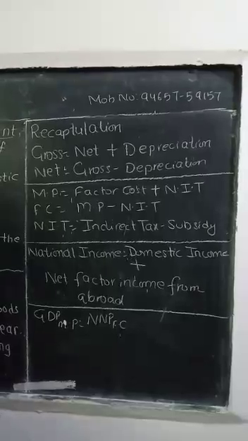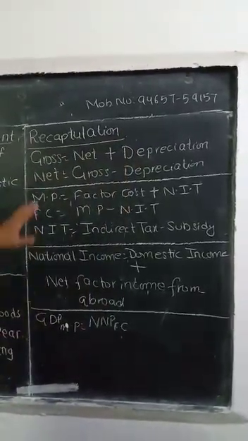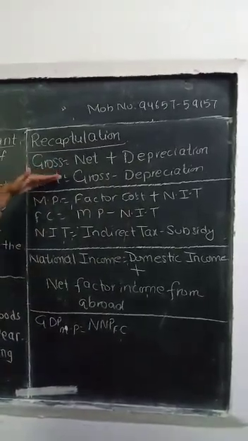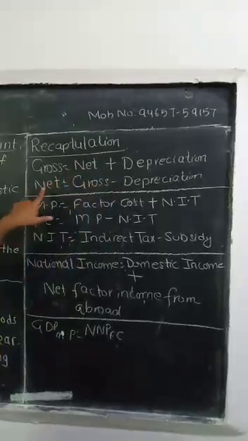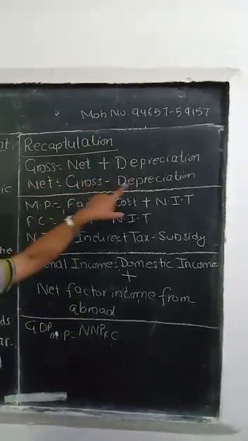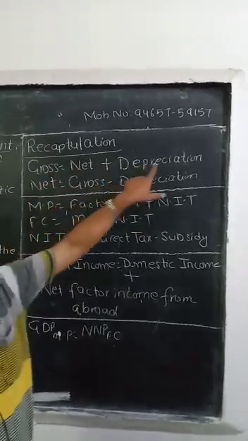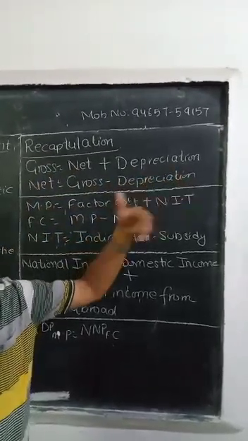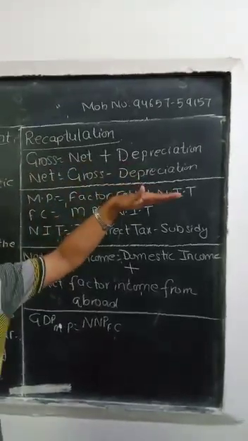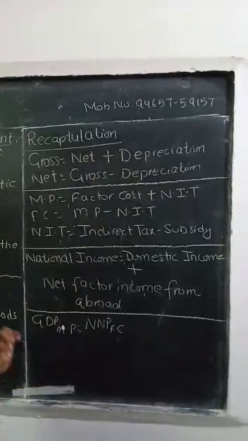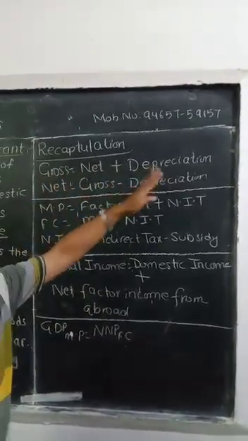Yes students, so now there is a small recapitulation. We are going to revise again. So the concept of gross is equal to net plus depreciation, and net is equal to gross minus depreciation. The only difference between gross and net is depreciation. Depreciation is also called consumption of fixed capital. I have repeated this several times. So the difference between gross and net is called depreciation.